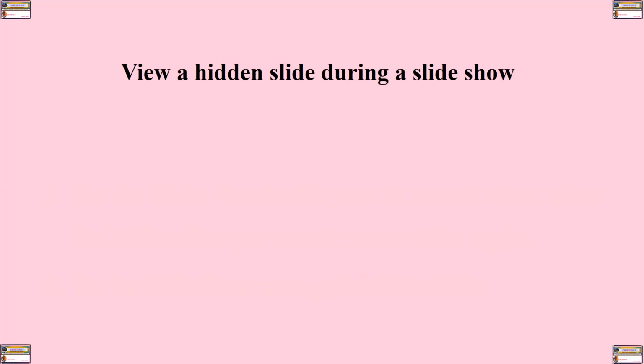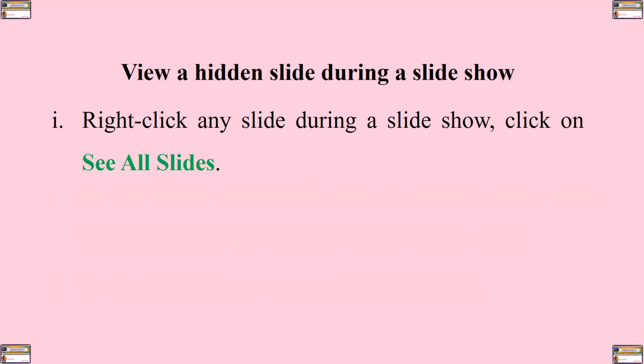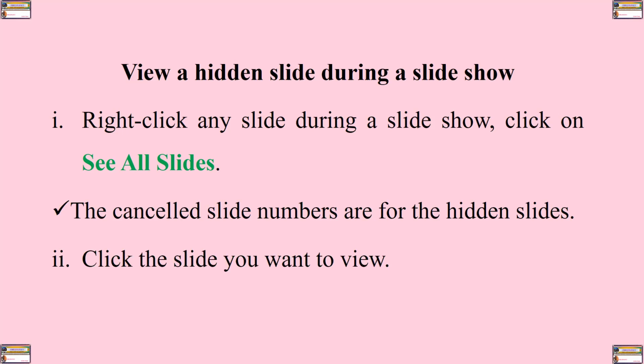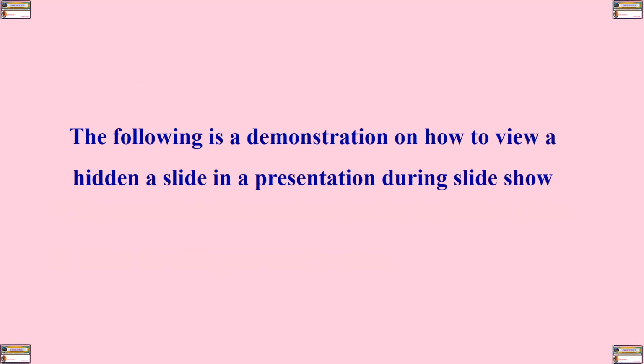What about if you want to view a hidden slide during a slideshow? How do you view a hidden slide during a slideshow? You right-click any slide during a slideshow, then you click on See All Slides. The cancelled slide numbers are for the hidden slides. So you click the slide you want to view. So the following is a demonstration on how to view a hidden slide in a presentation during slideshow.